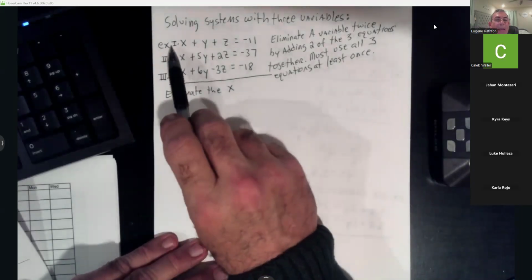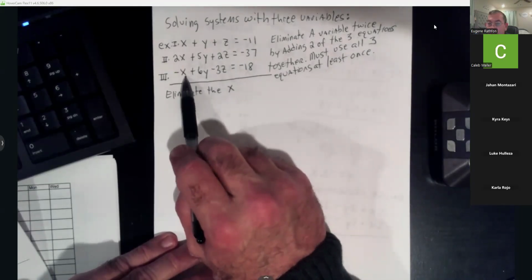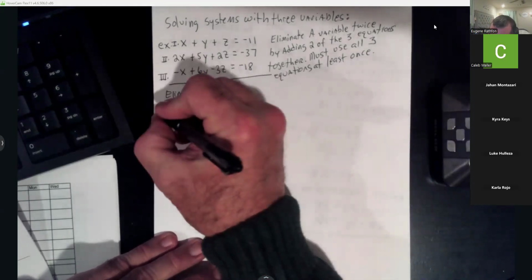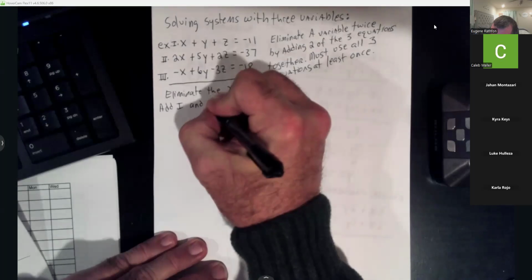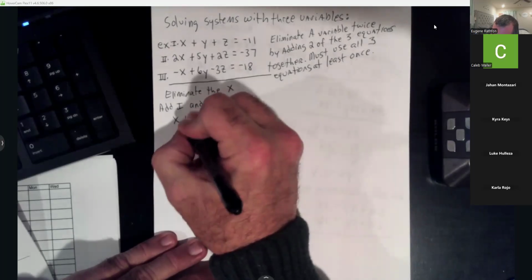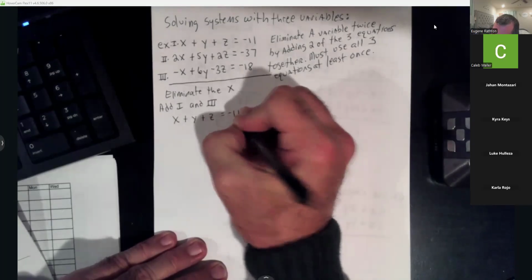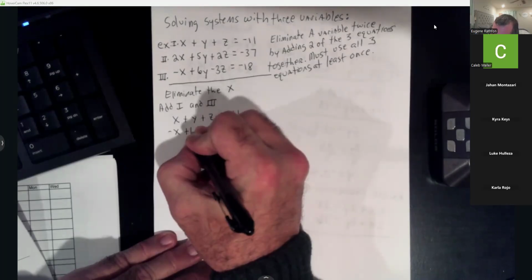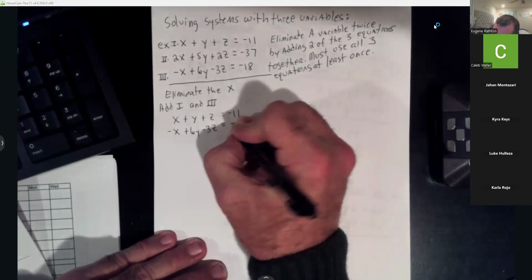So right off the bat, equation 1 has an x, equation 3 has a negative x. If I add them two together, I can eliminate the x. So I'm going to add my equation 1 and my equation 3. So equation 1 is x plus y plus z equals negative 11. Equation 3 was negative x plus 6y minus 3z equaled negative 18.